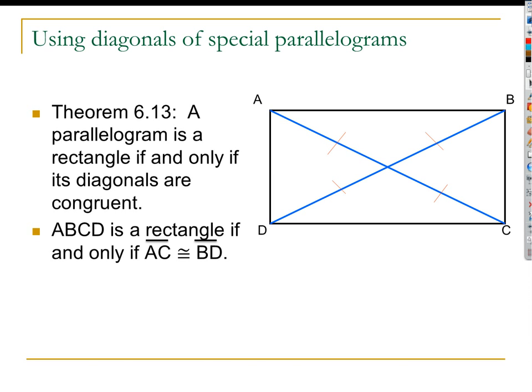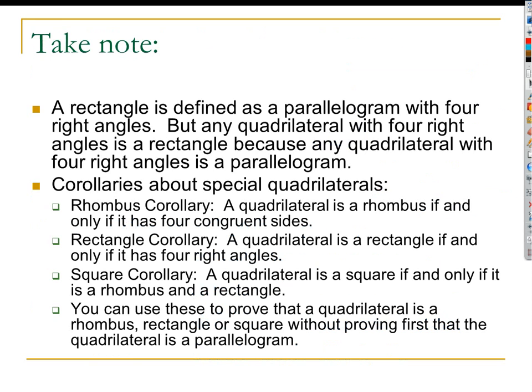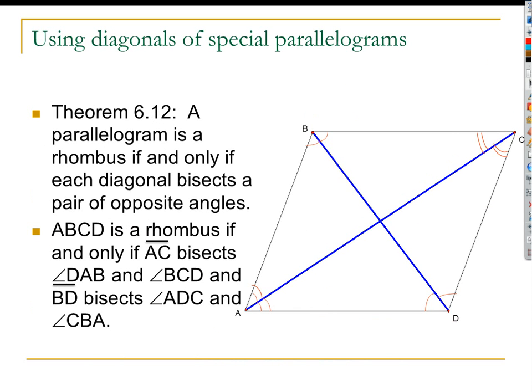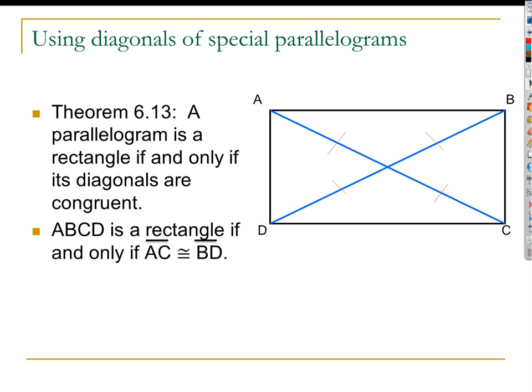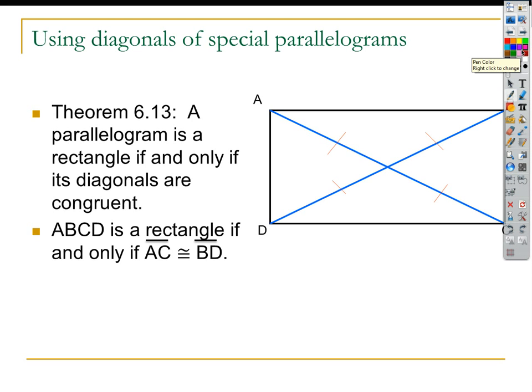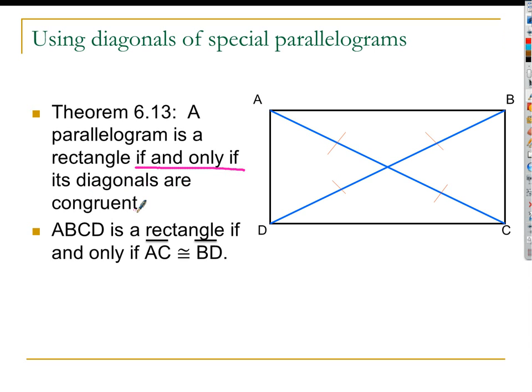Last thing I want to draw to your attention, because this is kind of important, and I don't want to minimize it because it's at the very end. Look at this part of the statement. It says a parallelogram is a rectangle if and only if its diagonals are congruent. Whenever you see that terminology in math, and you see it a lot, if and only if, that's what we call in math a biconditional statement.